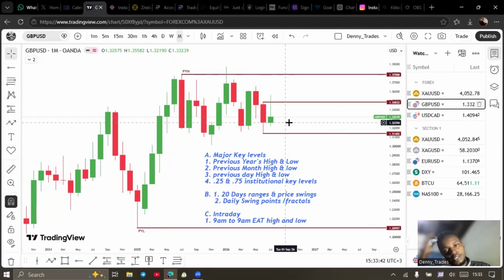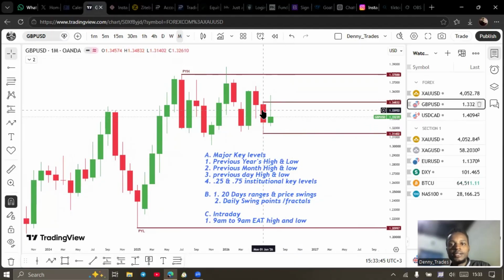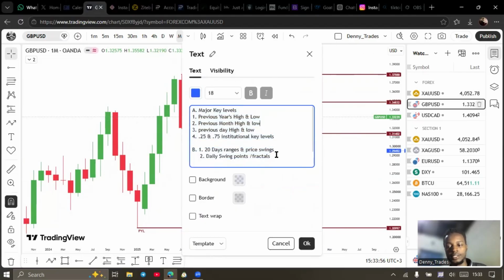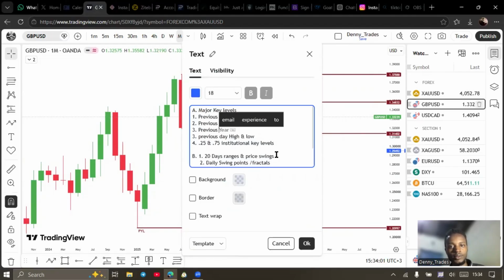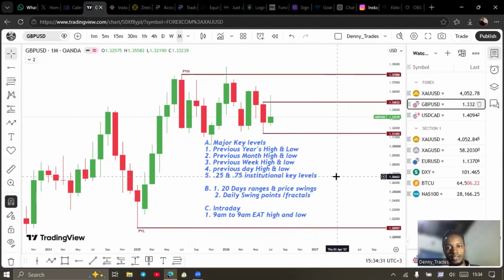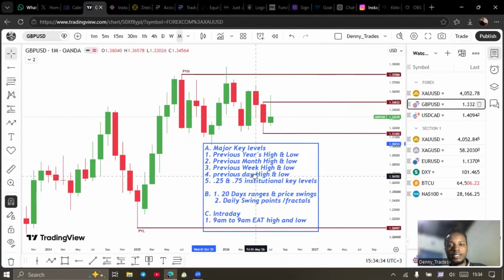Okay, and since we have marked the previous month's high and low, we are going to then mark the previous week's, which I had not added here, which I will add. Number 3, probably previous week's high and low. That will be our next key level. So these are the key levels that we are going to be marking when doing our top-down analysis. So the next key level is the previous week high and low.